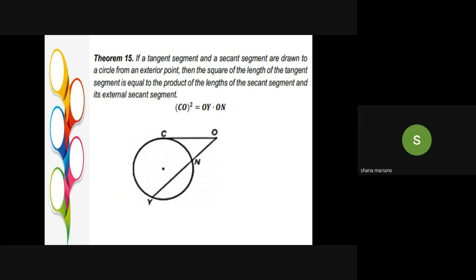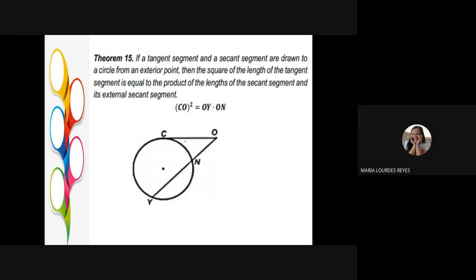If a tangent segment and a secant segment are drawn to a circle from an exterior point, then the square of the length of the tangent segment is equal to the product of the length of the secant segment and its external secant segment. Okay. So, kung babasahin yung Theorem 15, you need to read it twice or thrice in order for you to understand it. Pero, since I gave you a shortcut for Theorem 14, meron din naman when it comes to Theorem 15. Ito lang yon, 'di ba?